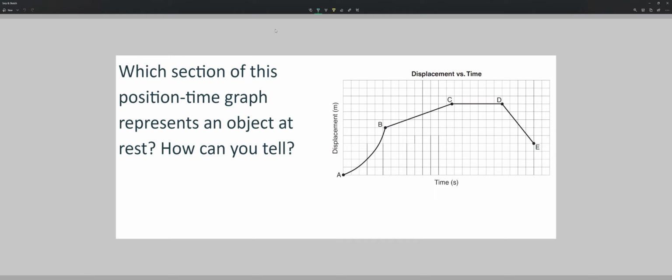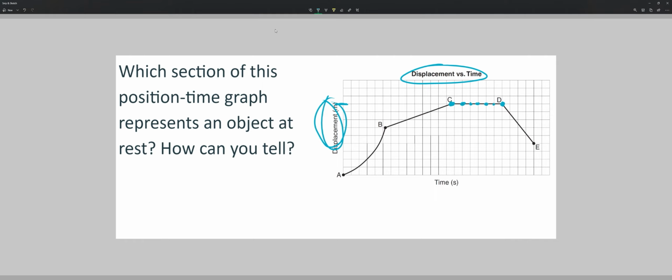Well, if we take a look at my y-axis, if you're at rest on a position time graph, your position will not change. The only two points that show you something that's at rest are the points starting at C and the point ending at D. Because you see that at each point on this line, my position does not change, which is what my y-axis is measuring here on a position time graph.